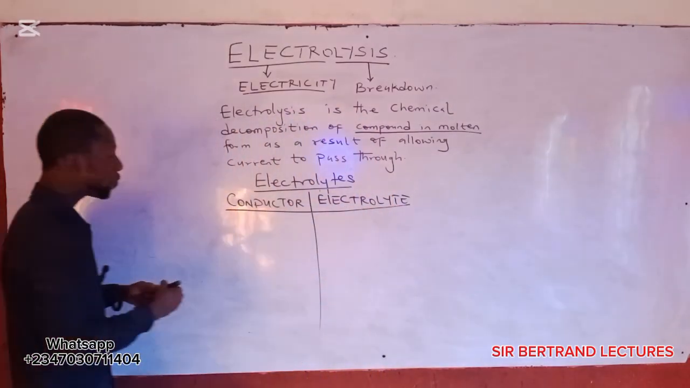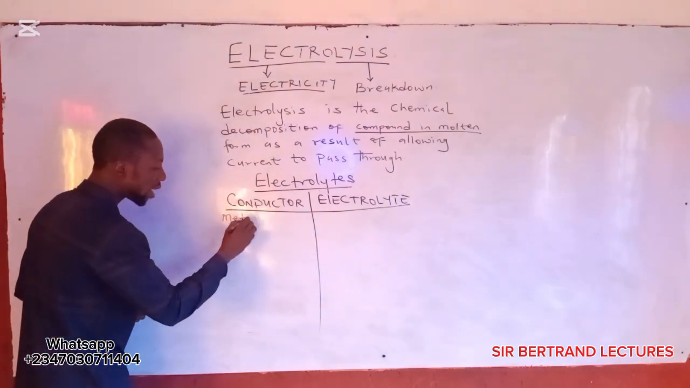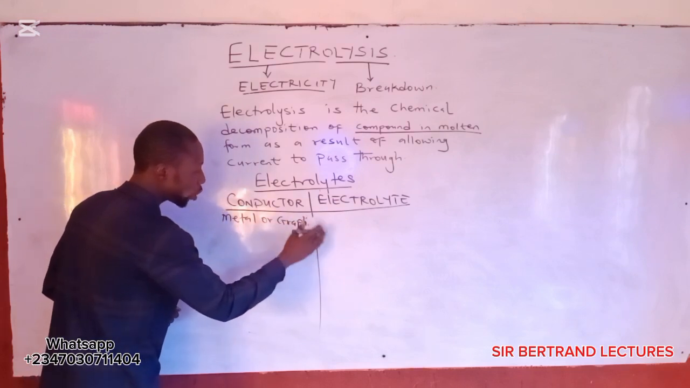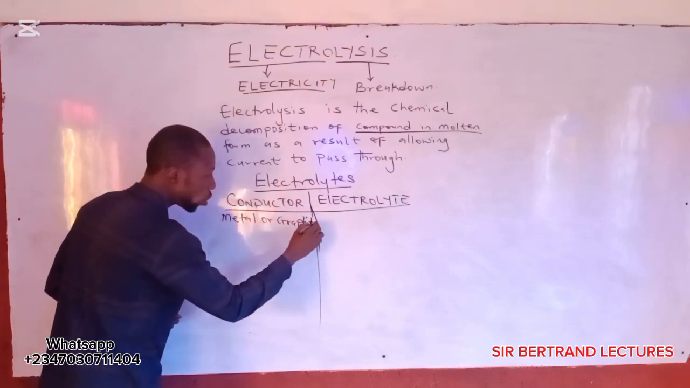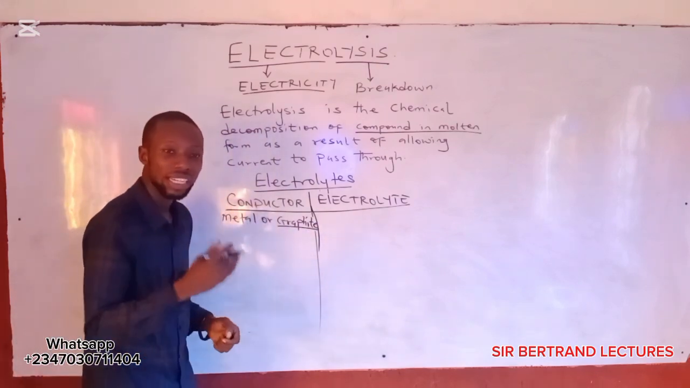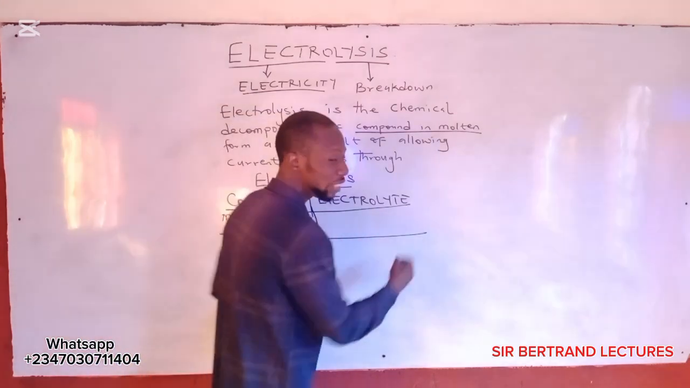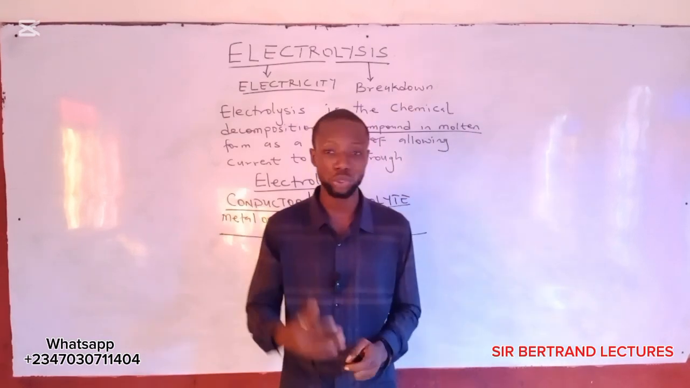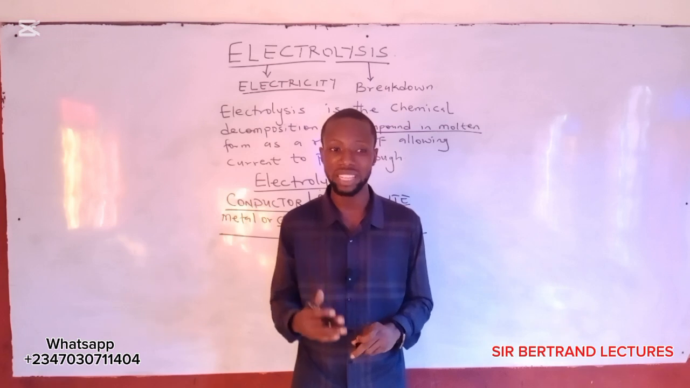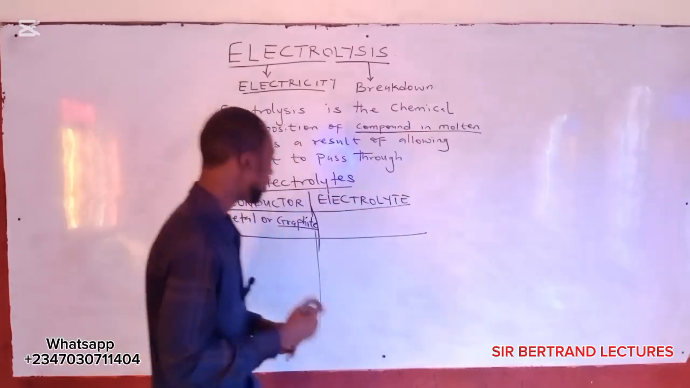Here, the differences between conductors and electrolytes. Number one, conductors can be metals or graphite, as we have on the board. Graphite is one of the allotropes of carbon, which is a non-metal. That means graphite is the only non-metal that conducts electricity, because it's an allotrope of carbon.